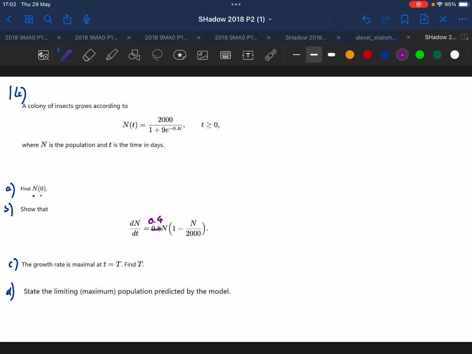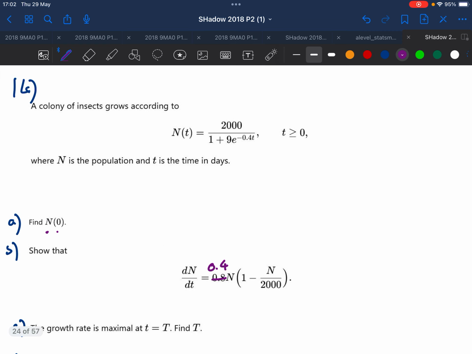Okay, so we're going to have a go at question 14 from our shadow paper. This is one that I had quite a bit of fun with trying to record before and fixing the mistake. So here we go. It says a colony of insects grows according to this model here. And to start with, it says find the population at 0. So what are we doing here?